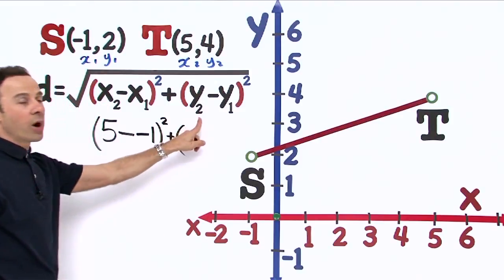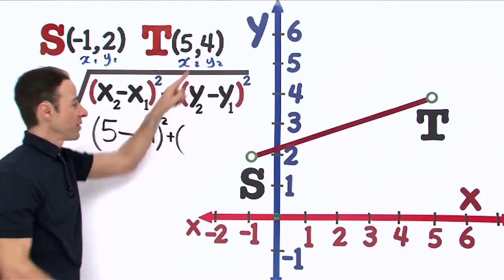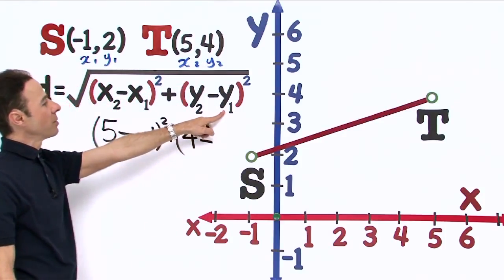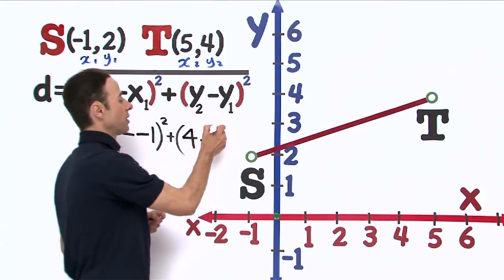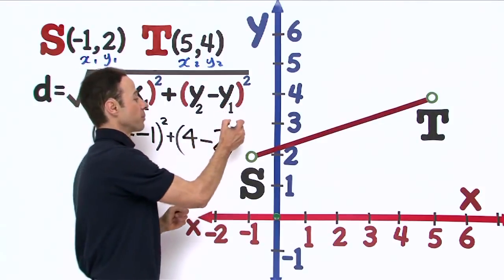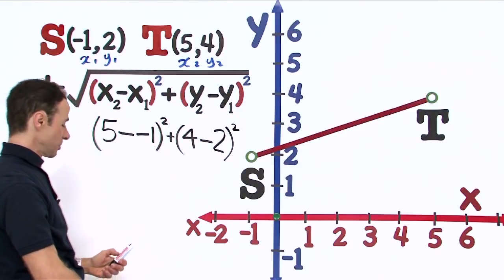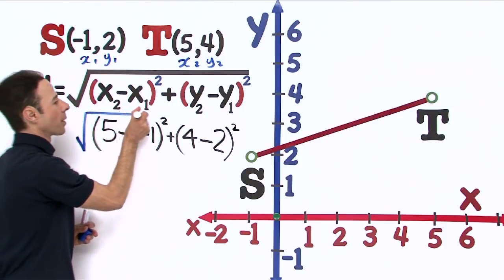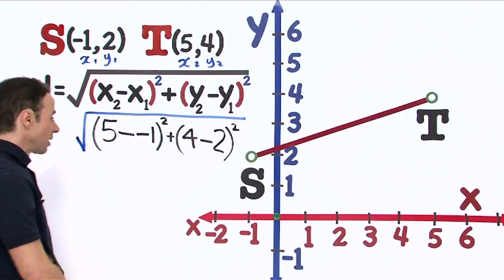Okay, let's go to y2. We're looking for y2. That's right above us here. That's 4 right over there. Let's put that in. 4 take away. There's our y1. Let's go back to the first point. y1 is right here. It's 2. Let's put that in there. Put the brackets in there, and of course, there's the squared right over there. And we do want to put the square root sign all over that. Okay, there's our formula for step number 2.